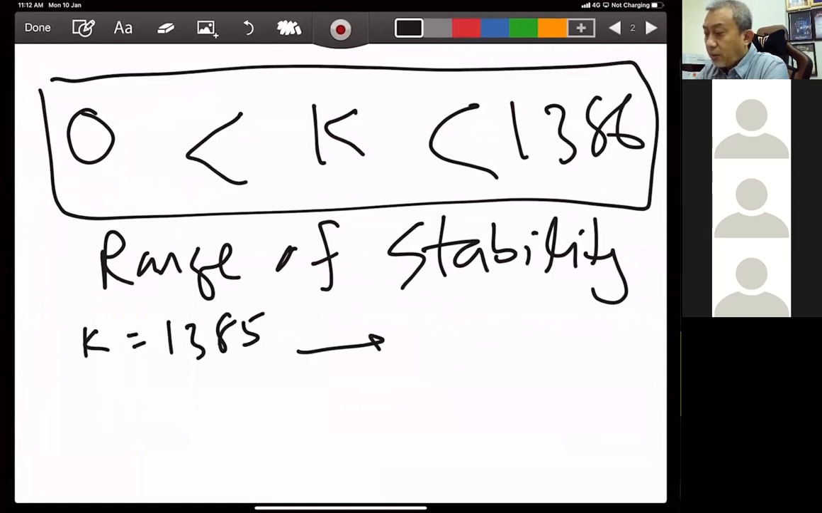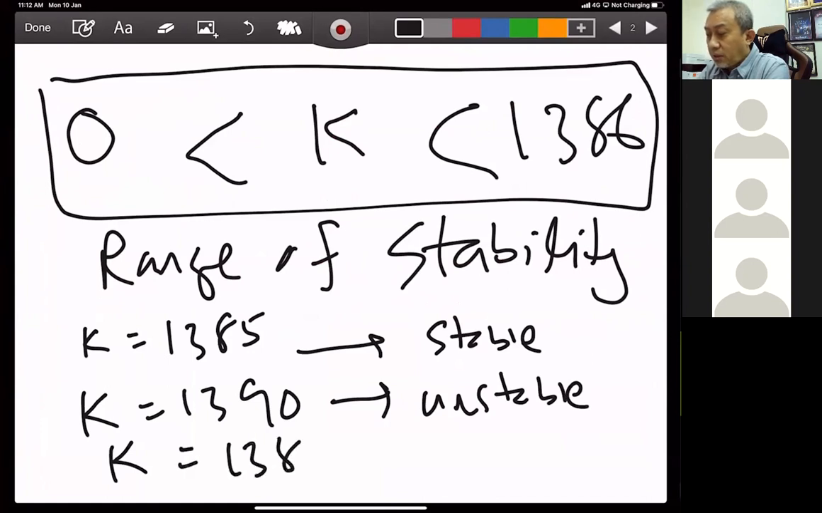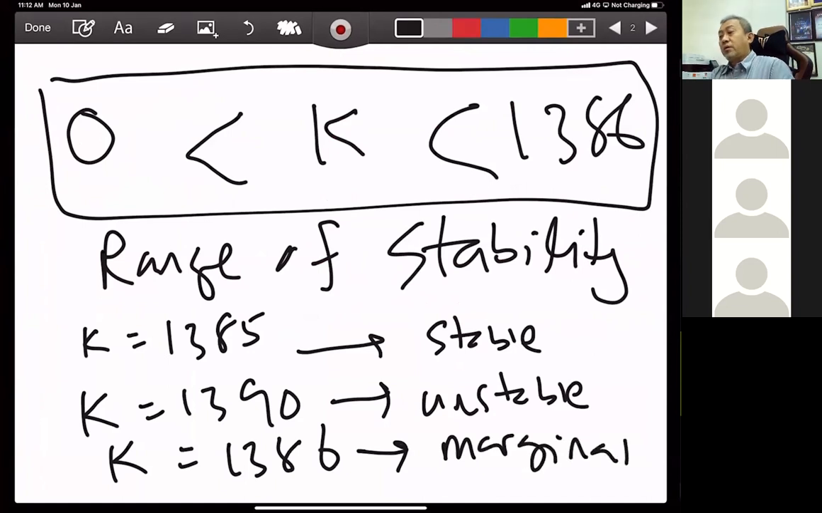K 1385, stable, correct? K 1390, unstable. K exactly the same, 1386, so the system will be marginal. So please remember and try to understand this equation of range.